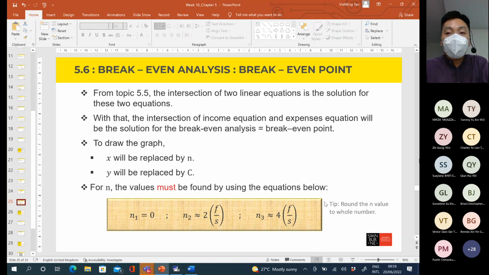So how do we identify the points? The first point, we assume the production level is 0, which is the X value equal to 0. The second point uses this formula: 2 multiplied by the fixed cost, divided by the selling price per unit. The third point is 4 multiplied by the fixed cost, divided by the selling price per unit. We can round the X values to whole numbers.